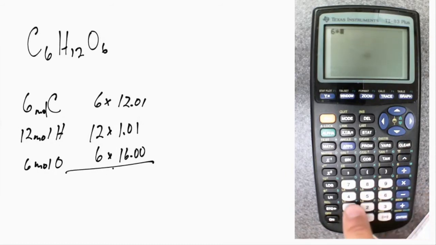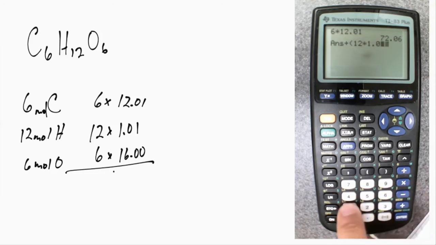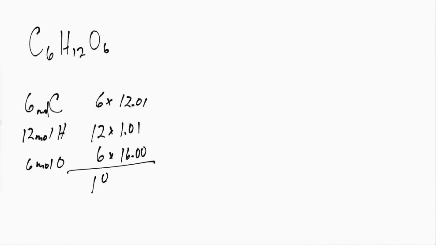So 6 times 12.01 equals, plus, open parentheses, 12 times 1.01, close parentheses, equals, plus, open parentheses, 6 times 16, close parentheses, equals, and the answer is 180.18 grams per mole. Very good.